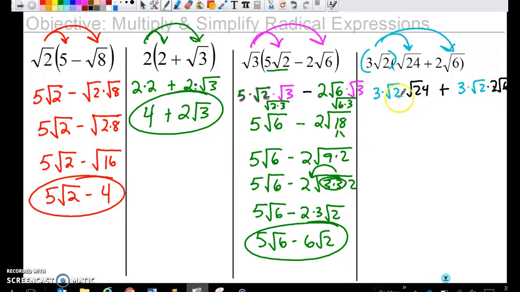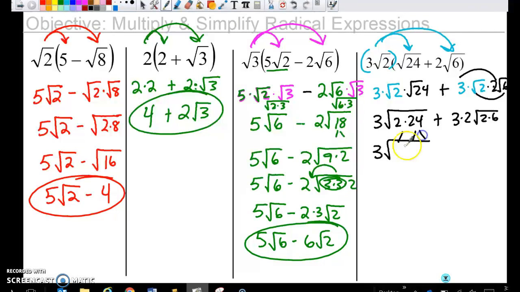Now I multiply everything with radicals in the same index together, so I have 3 times the square root of 2 times 24 plus 3 times 2 times the square root of 2 times 6. The 2 and the 3 multiplied together, and the 2 and the 6 multiplied together because they were like terms. If I break this down further now, I have 2 times 12, right? I could break that down even more.